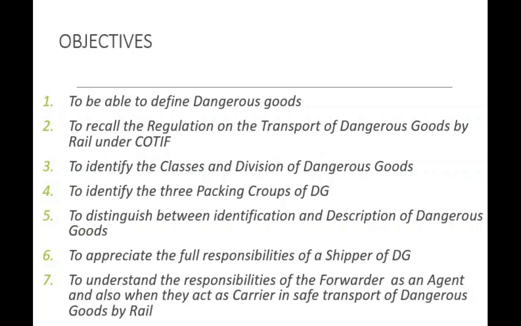At the end of this session, you should be able to define dangerous goods. That is the first objective. The second objective is to be able to recall the regulation on the transport of dangerous goods by rail under COTIF. 3. To identify the classes and divisions of dangerous goods. 4. To identify the 3 packing groups of dangerous goods. 5. To distinguish between identification and description of dangerous goods.